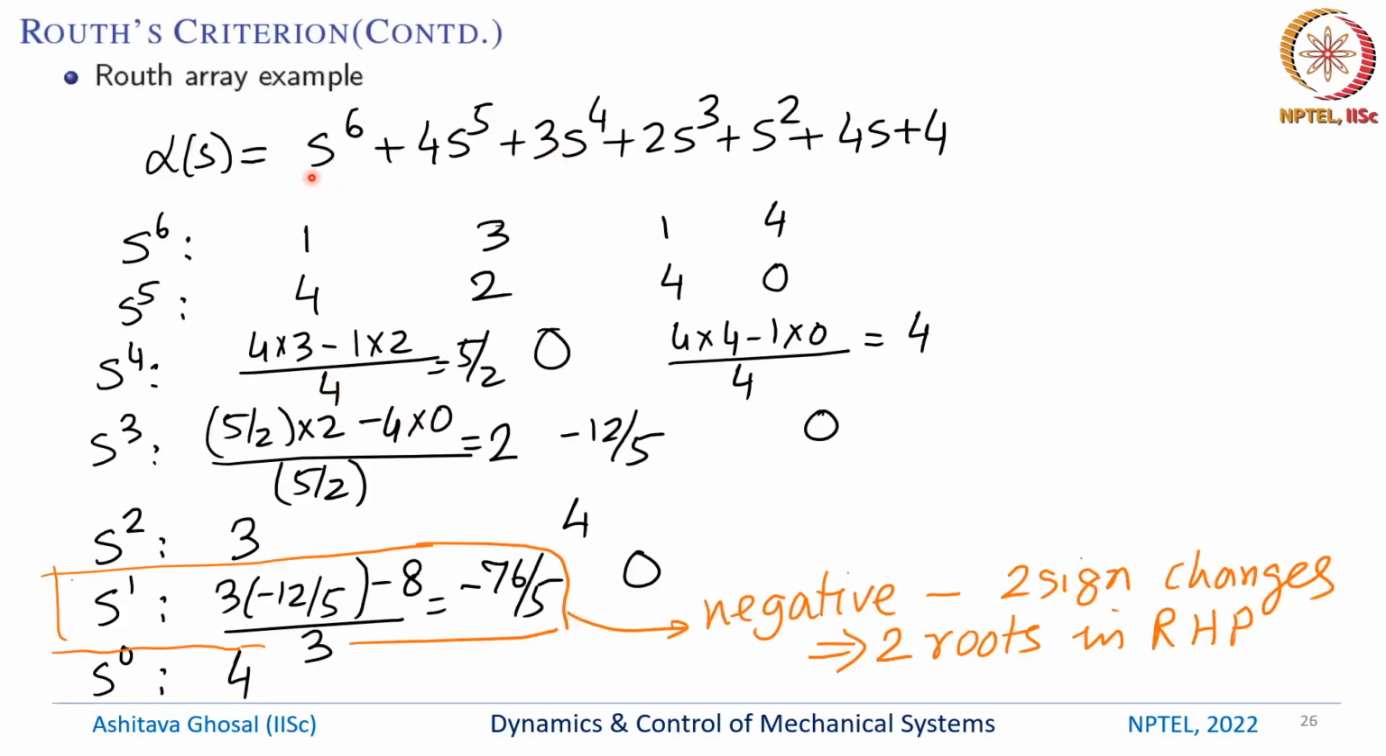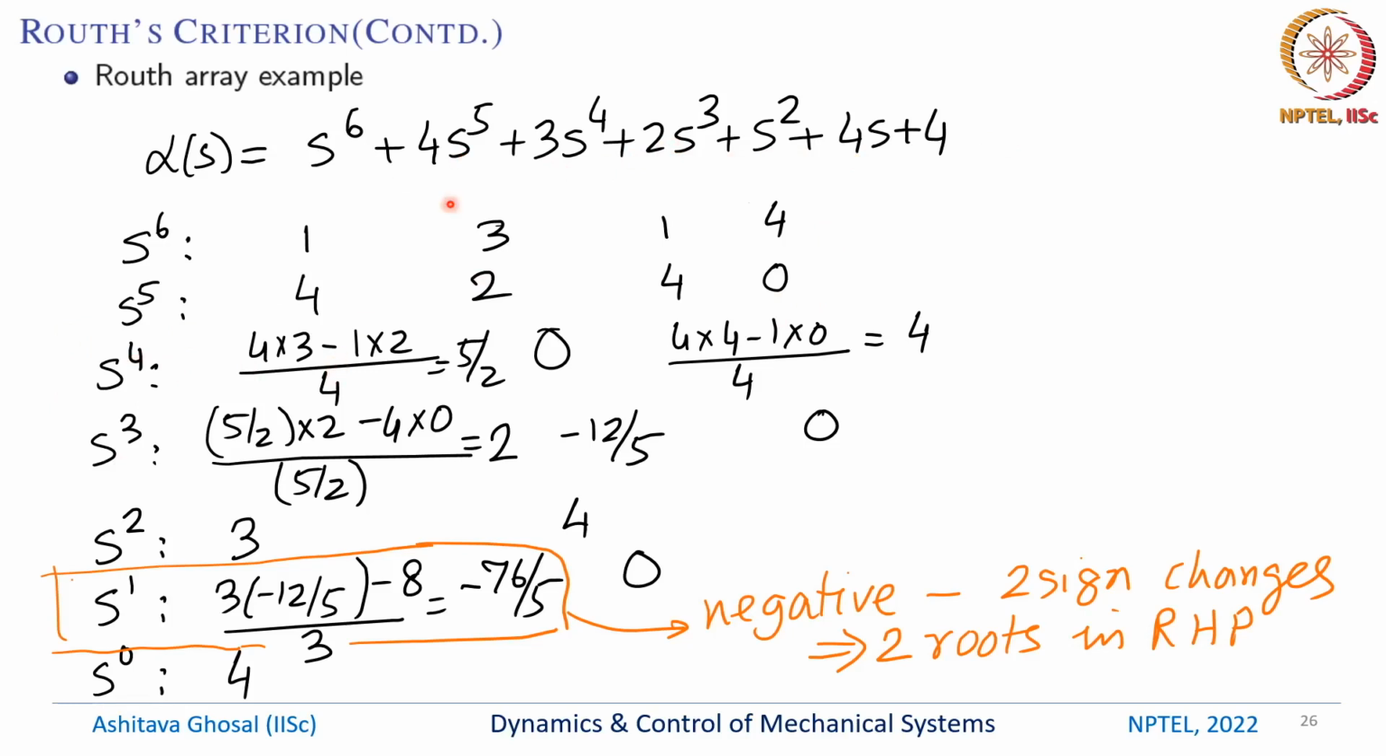Example. Let's take the 6th degree polynomial, which is s to the power 6 plus 4 s to the power 5 plus 3 s to the power 4 plus 2 s cubed plus s squared plus 4s plus 4. So what is the first row in the Routh array? We say this is s6. This is 1, 3, 1 and 4. Second row 4, 2, 4 and 0. There is no other term.